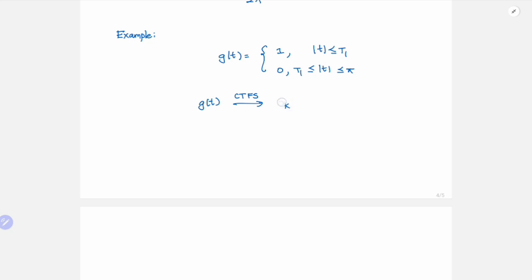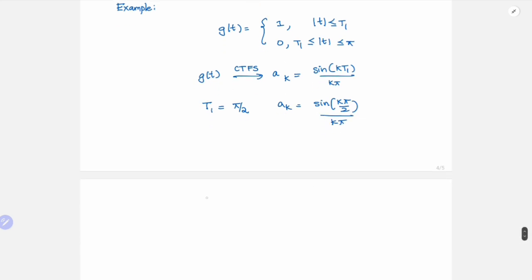Let me call it g k, or rather ak, since g I have already used. So what was my ak? It was sine k t1 by k pi. So if I let my t1 be equal to pi by 2, my ak will be sine k pi by 2 by k pi.